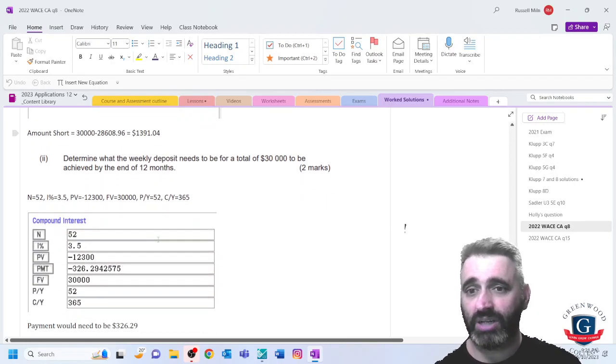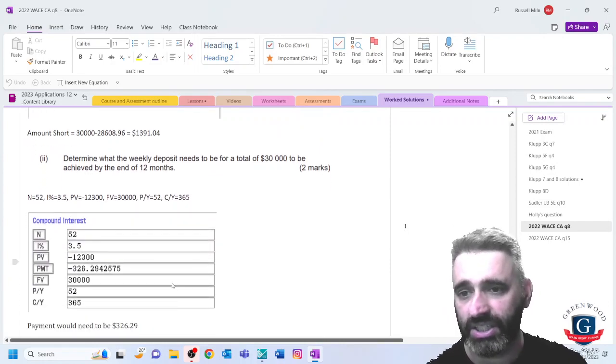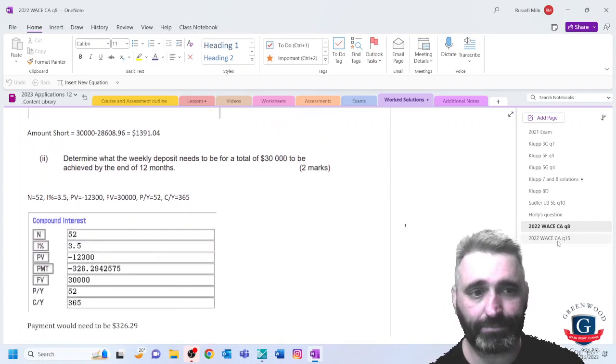Now, if we wanted to know how much he should have put in each week, put 30,000 in the future value, and put his initial value in here. Don't forget to make it negative. Make that 52, 365, 52. That's what you would write on your page. Press the PMT button and it will give you the amount that you should deposit. So it'd be 326.29. So that's question 8. You need to know how to use your finance mode properly.